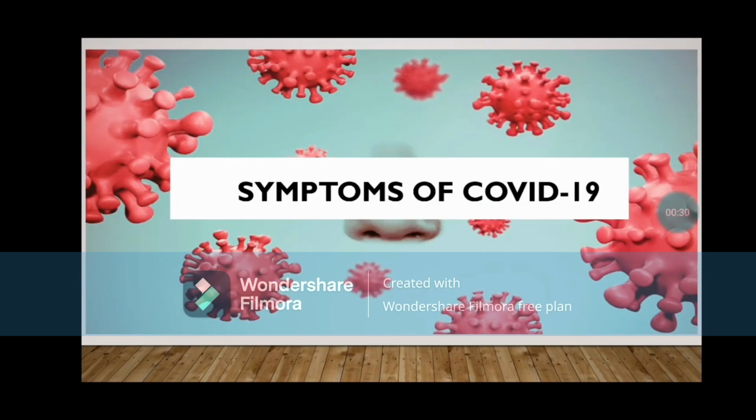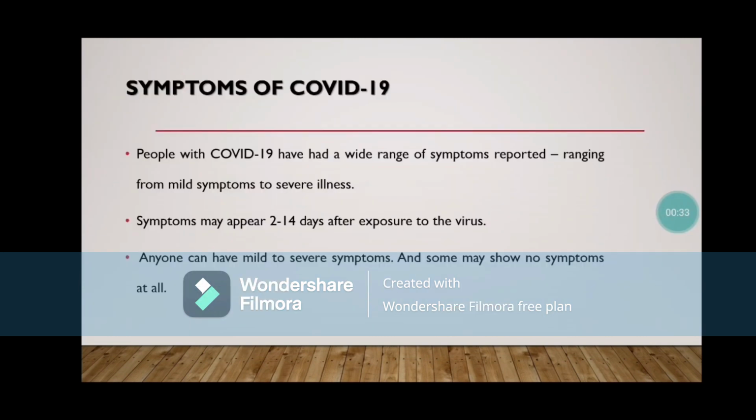Let's talk about the symptoms of COVID-19. There are always symptoms of COVID-19, which means they are the signals telling that there is some sort of disease happening to the body. People with COVID-19 have had a wide range of symptoms reported, ranging from mild symptoms to severe illness. Some people got no symptoms at all.